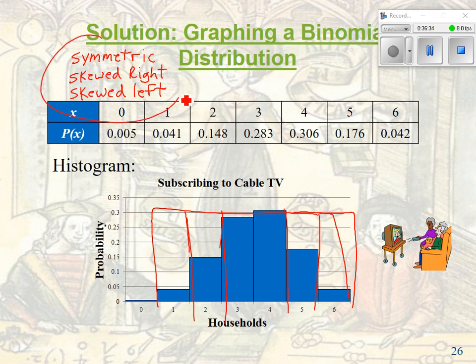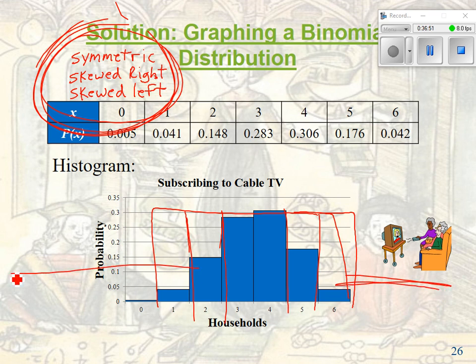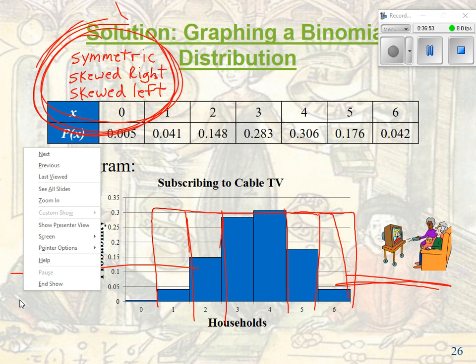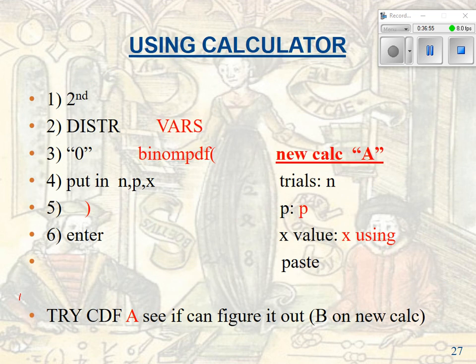But these are the three that you need to remember: symmetric, skewed left, and skewed right. Remember, skewed right means it has the tail to the right. Skewed left means there's a tail out to the left. If you didn't write this down last time, make sure you got it.